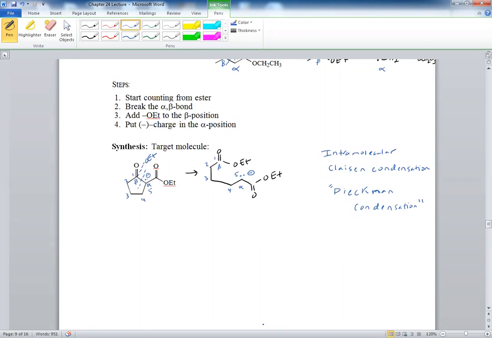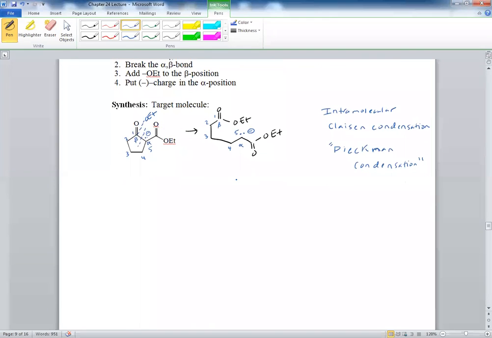Now, let me tell you a quick hint for this. If you formed a 5-membered ring, then that came from 6 carbons in total. So if you count 1, 2, 3, 4, 5, and then that would be the 6th. If you form a 6-membered ring, then that comes from 7 carbon atoms in total. Okay, so for this, we'll stop here, and then next week we'll do the Michael addition and amines.